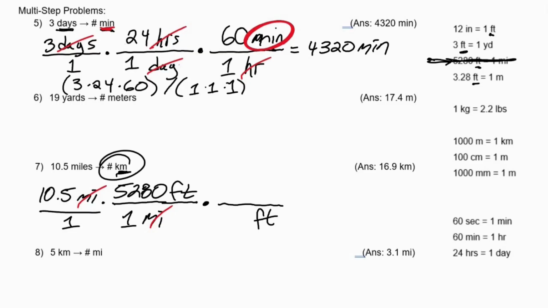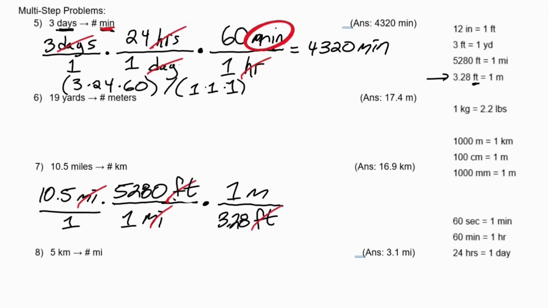Let's keep in mind, once again, we want to get to kilometers. Does it make sense for us to go from feet to inches, feet to yards, or feet to meters? Hopefully you're saying to yourself, well, maybe it makes sense for us to go from feet to meters and use this one over here. And that's what we'll do. So we have how many feet? It's 3.28 feet is equal to 1 meter. Once again, our feet will cancel out, leaving us with meters.